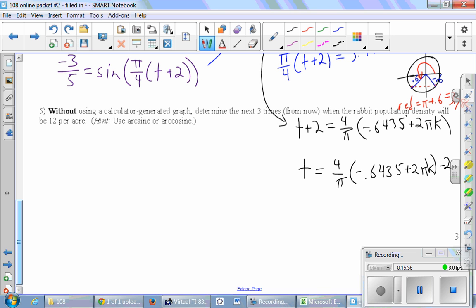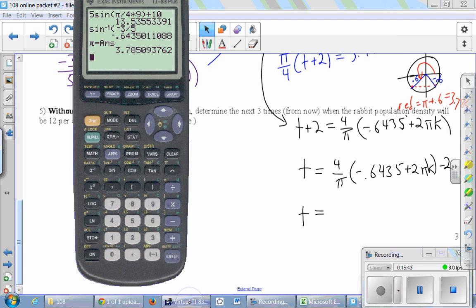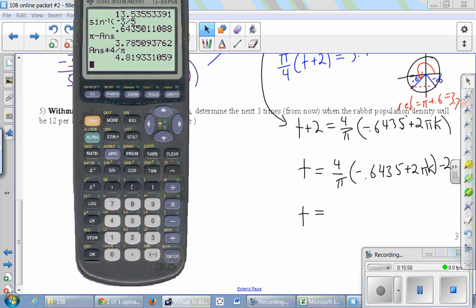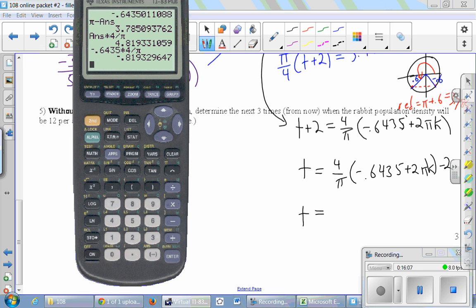So there's the answer. Let's go ahead and do the calculations here. So t is equal to, so we're going to multiply the 4 over pi times that negative 0.6. And in fact, we're going to have to multiply the 4 over pi times this 3.78 as well. So we may as well do that now. So multiply by 4 divided by pi. And then I'll type in the other one, which is the one we're working on, negative 0.6435 times 4 over pi. Okay, so that's the first one that we need, negative 0.8193.